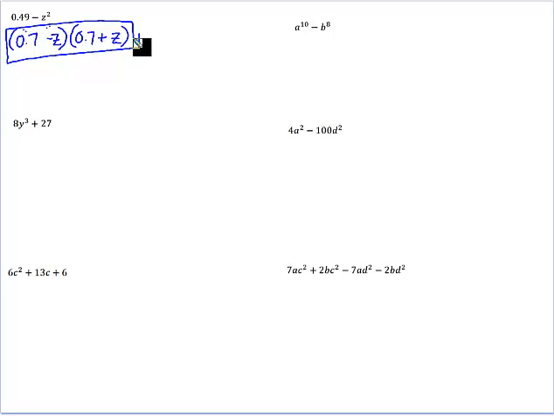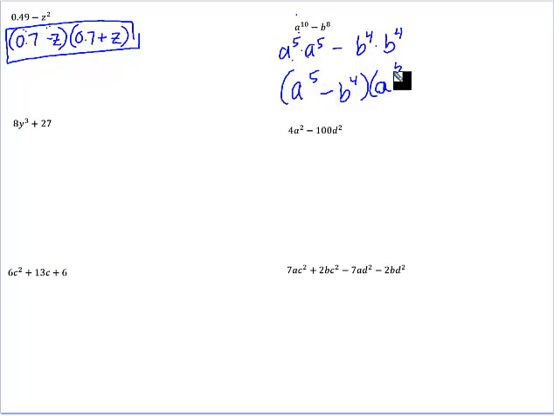All right, a to the 10th minus b to the 8th. No GCFs. So we have to decide, are they perfect squares or perfect cubes? Well, a to the 10th is a perfect square. It is a to the 5th times a to the 5th. So it's a perfect square of a to the 5th. b to the 8th is also a perfect square of b to the 4th. It's b to the 4th times b to the 4th. So this would factor down to a to the 5th minus b to the 4th times a to the 5th plus b to the 4th. And that would be factored.